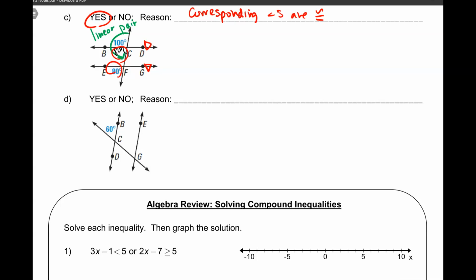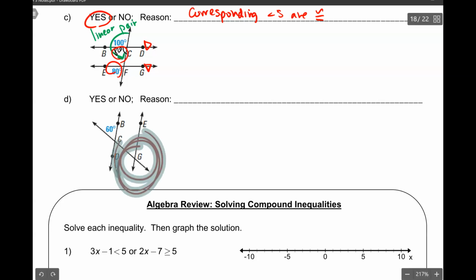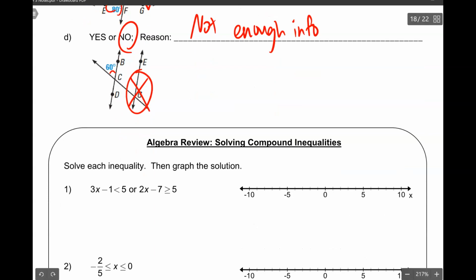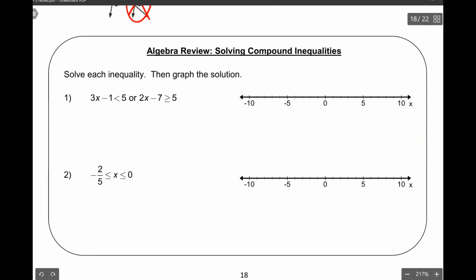All right, do we have enough information to conclude that they are parallel? We have nothing over here. No measures, nothing. All we're given is this one angle. Not enough info. We don't have enough information. We have nothing over that second intersection.